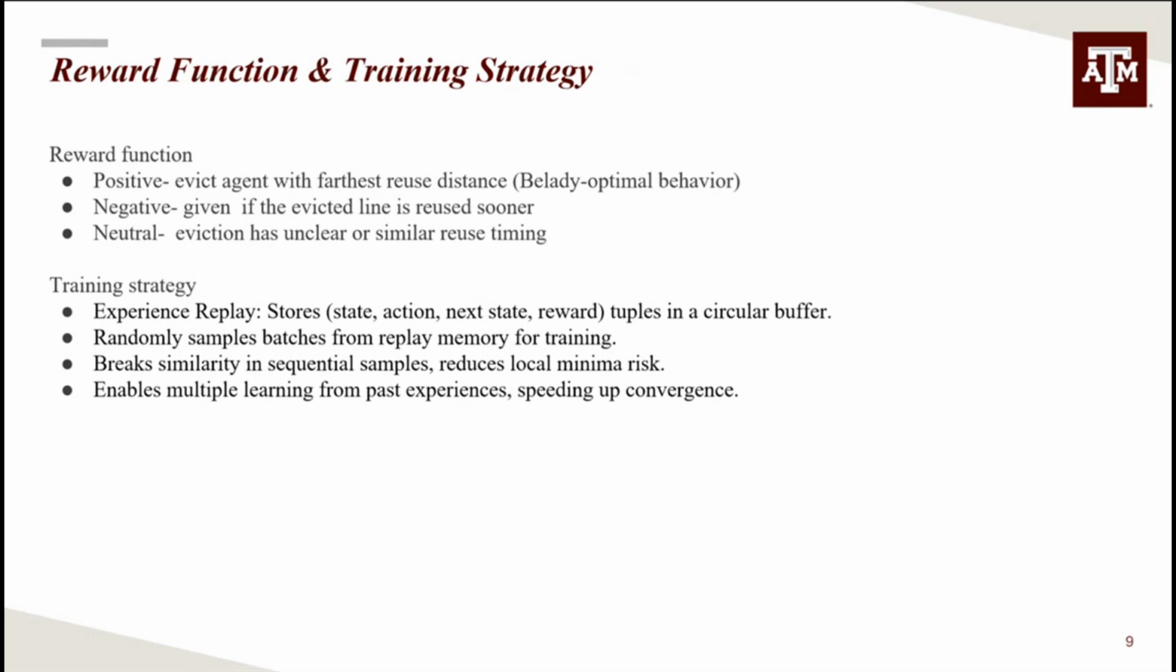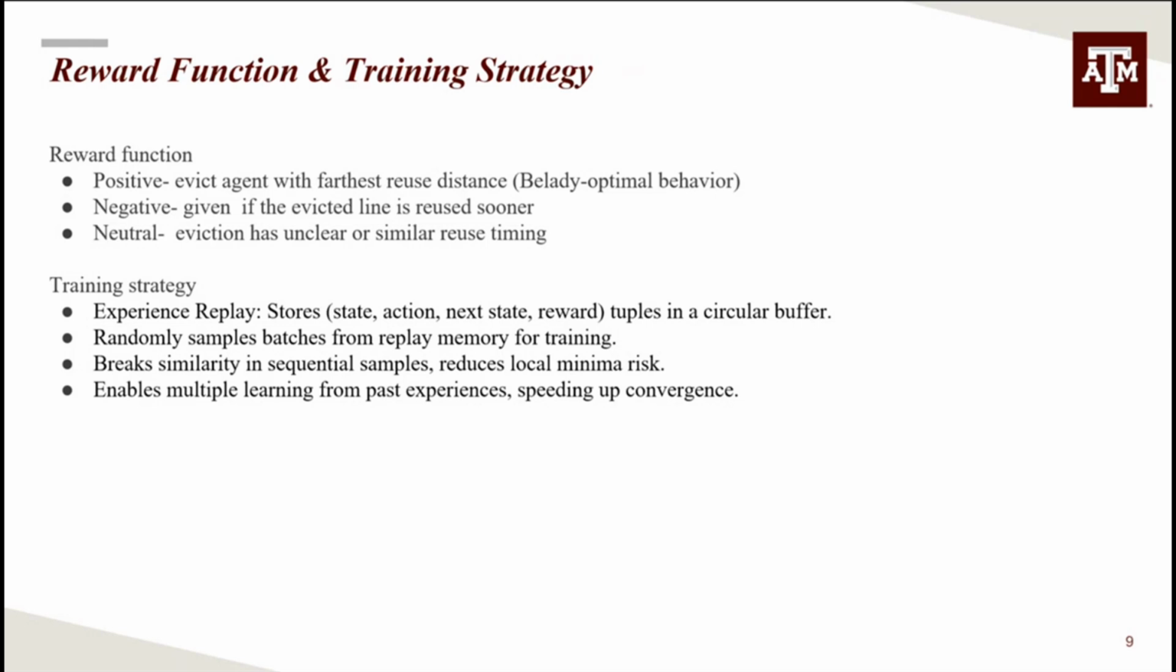So coming to the reward function and training strategy. If the agent evicts a line that isn't reused for a long time, it receives a positive reward. If it mistakenly evicts a line that's reused soon, it gets a negative reward. In situations where it's unclear, it receives a neutral reward. So this reward structure ensures that the agent aligns its behavior with long-term cache efficiency.